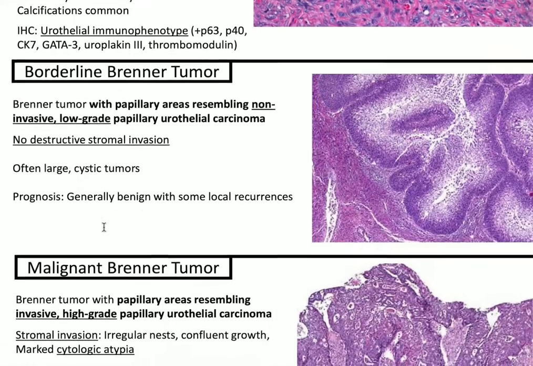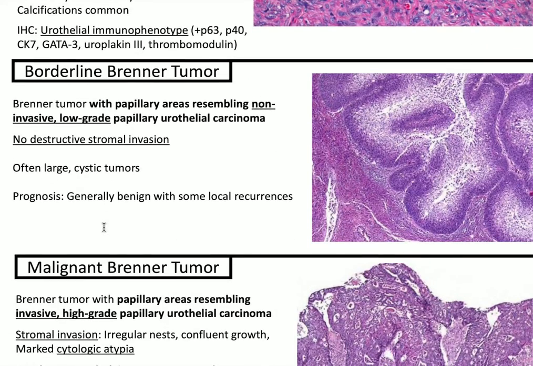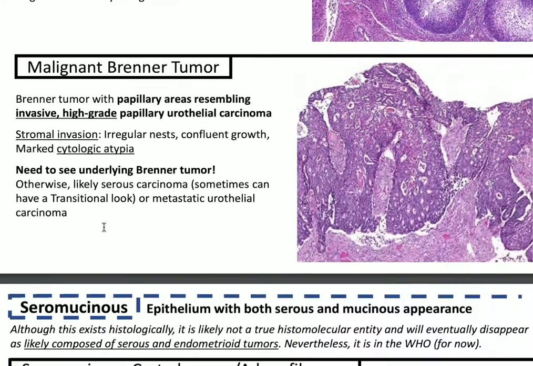Borderline Brenner tumor. This has a Brenner tumor with papillary areas resembling non-invasive low-grade papillary urothelial carcinoma. It'll have no destructive stromal invasion, often large cystic tumors. The prognosis is generally benign with some local recurrences.